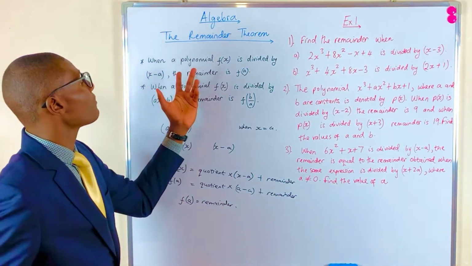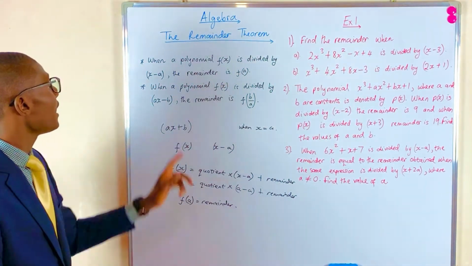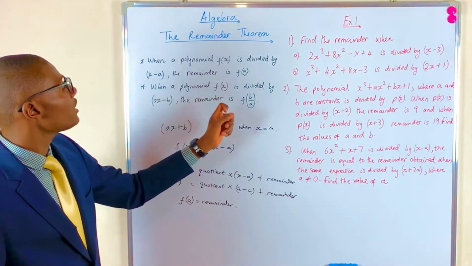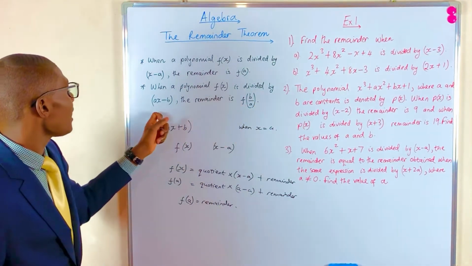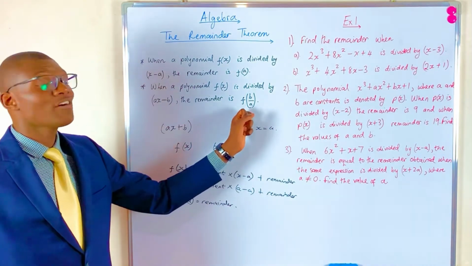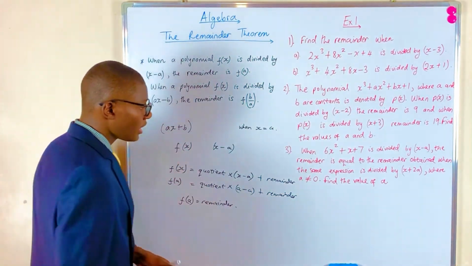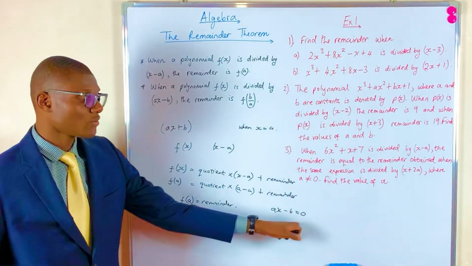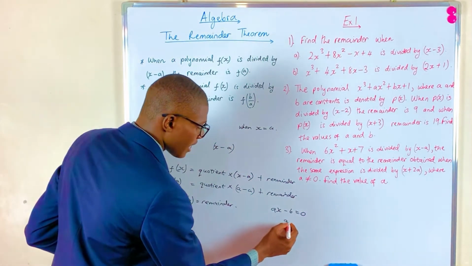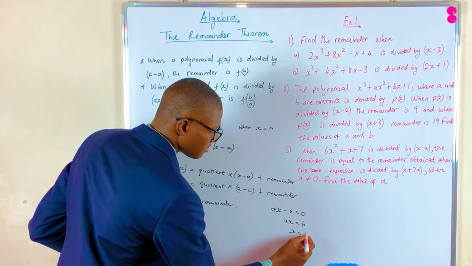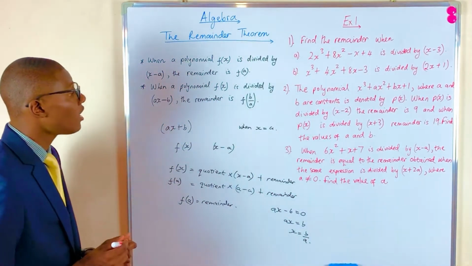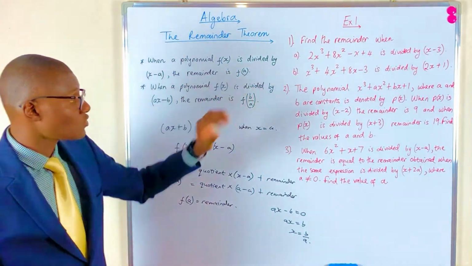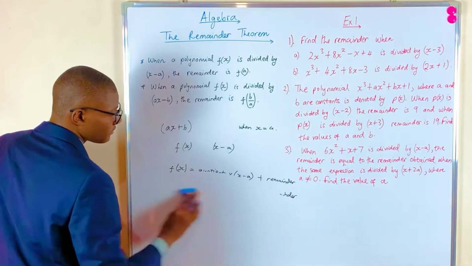So f of a will be equal to the remainder. So basically, when a polynomial f of x is divided by x minus a, the remainder is f of a. And when a polynomial f of x is divided by ax minus b, the remainder is f of b over a. And this b over a, we are simply saying from ax minus b, if we let it be equal to 0, then ax is equal to b, and x is b over a. So in place of x, we've got b over a. So now I would like to use this remainder theorem to solve those questions.